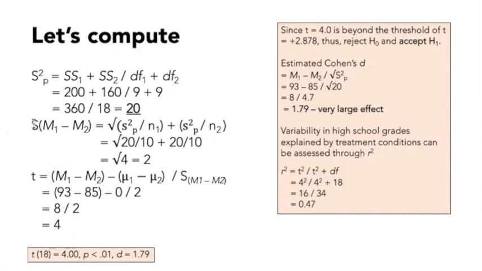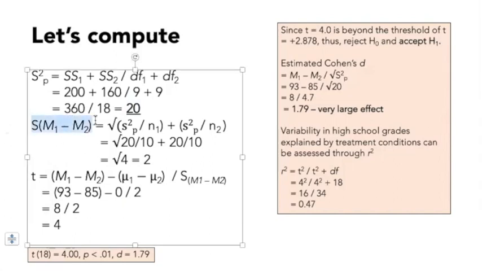Now let's compute the estimated standard error. Estimated standard error is the square root of pooled variance divided by sample 1 plus pooled variance divided by sample 2, that is 20 divided by 10 plus 20 divided by 10, and then you take the square root. So that is the square root of 4. So the answer is 2. So standard error estimate is 2.